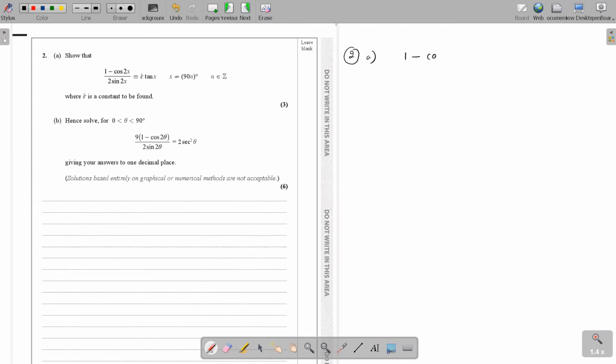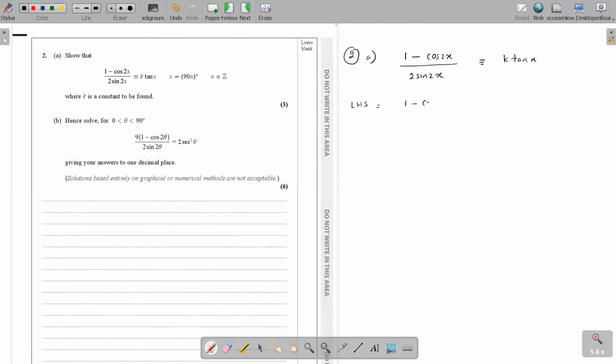1 minus cos 2x over 2 sin 2x, equivalent to k tan x. So let me work with the left-hand side. As you can see, we have some double angles here, 2x, and the answer just has the x. So that means some double angle rules are involved here. So let's work with them.